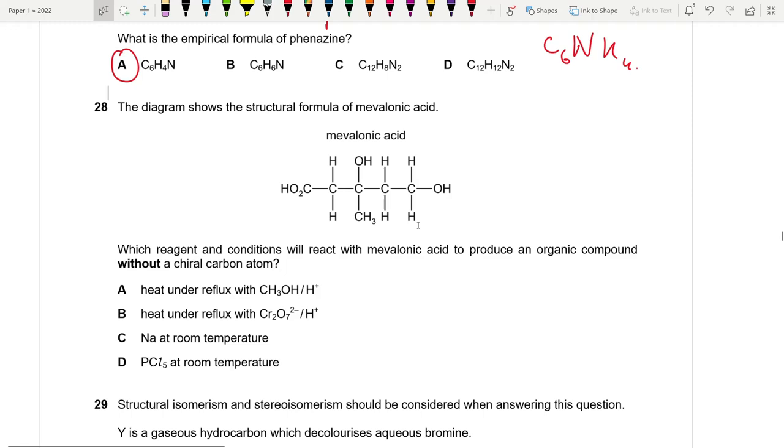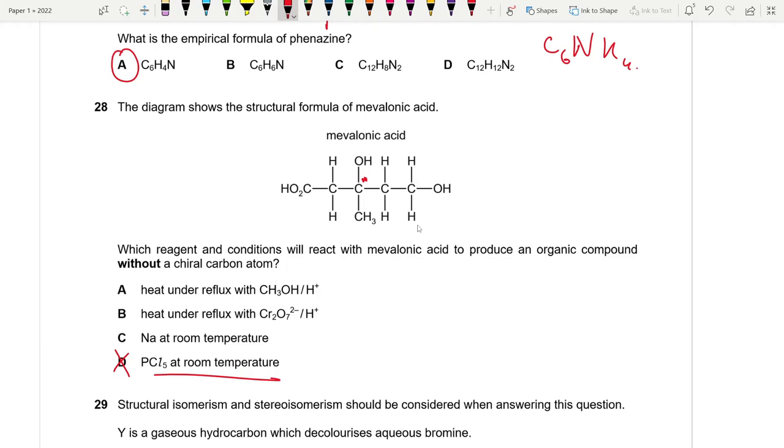28. The diagram shows the structural formula of mevalonic acid. Which reagent and conditions will react with mevalonic acid to produce an organic compound without a chiral carbon? Our compound over here does have a chiral carbon. This carbon is chiral, so we somehow need to get rid of this. Basically, we can either oxidize the alcohol or eliminate it. PCl5 isn't the correct answer because we'd get a haloalkane. We'd still have a chiral carbon.